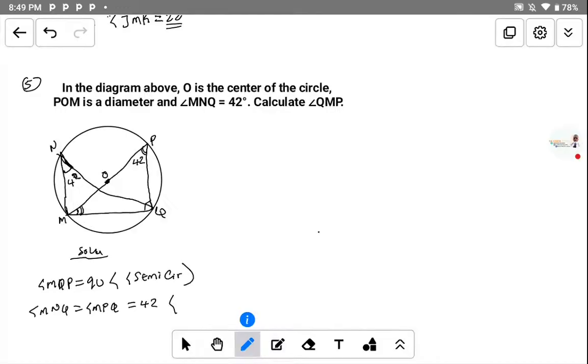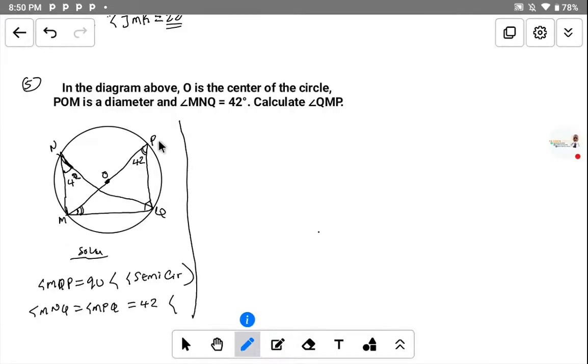Now, how do we get this angle M mathematically? How do we get this angle M? In order to get this angle M, we just have to notice this is a triangle. This MPQ is a triangle. So you just remember the sum of the angles in a triangle is equal to 180 degrees.